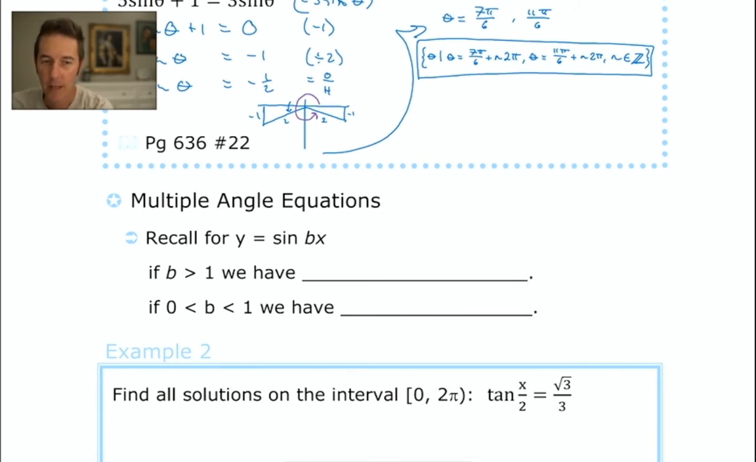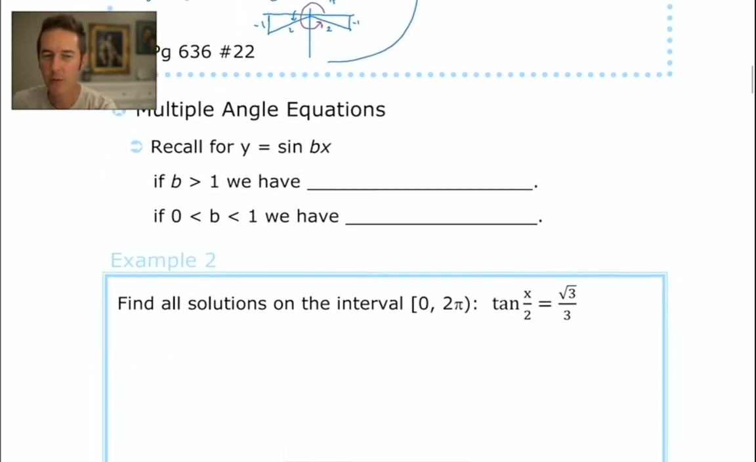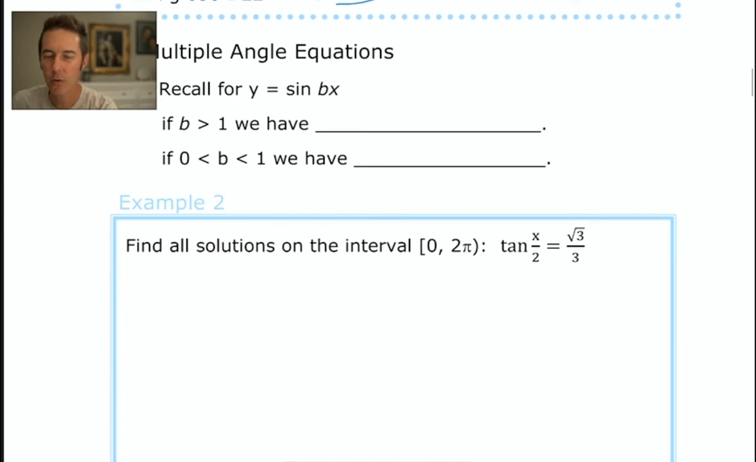So this is saying that if our b value is greater than 1, then we have some number of solutions, whereas if our b value is between 0 and 1, then we have some other number of solutions. I'm not willing to write those in just yet. Let's see if we can discover what goes in there for ourselves.